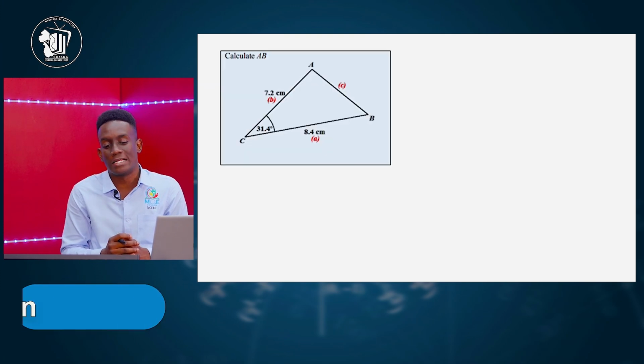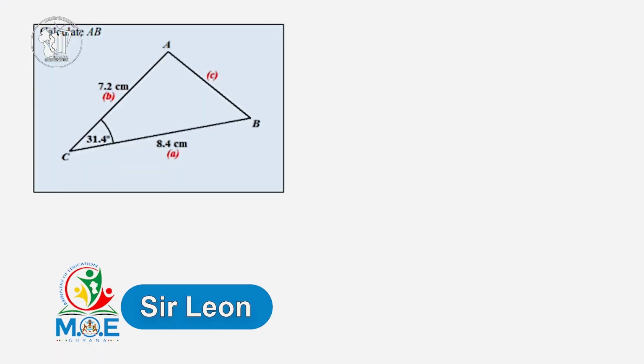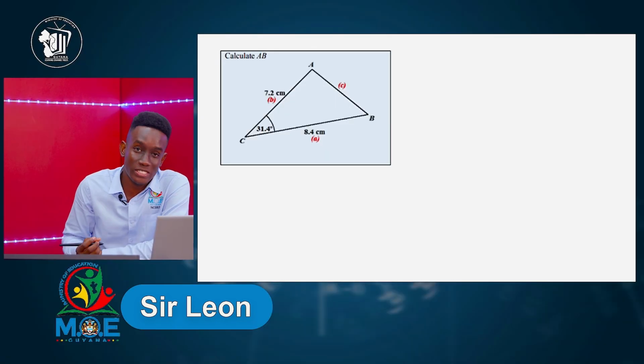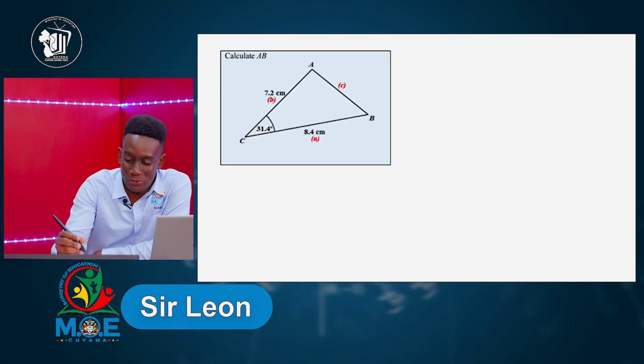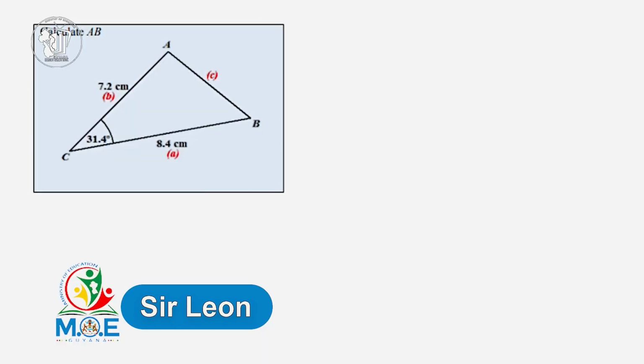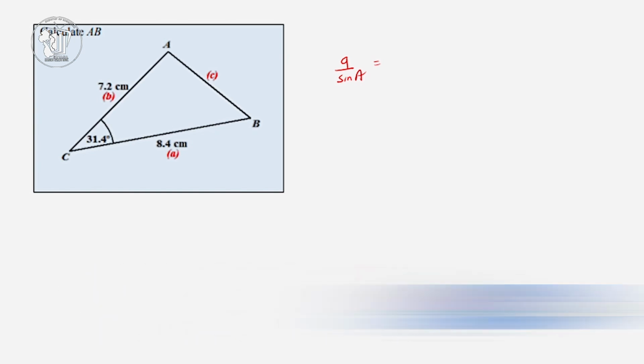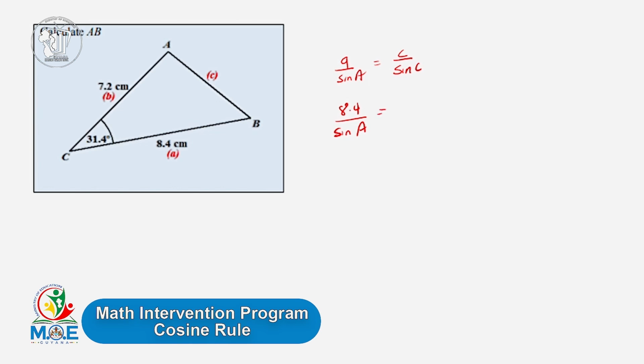In this example, we want to calculate AB. We already have the triangle labelled, which is good. So we see AB is this side here, c. Let's try to use the sine rule to see if we can apply it. So this will be a over sine A is equal to c over sine C, since we're given angle C. So a would be 8.4 over sine A. Now we don't know what is angle A. Is equal to c. We don't know what is c. Over sine C. We know what is C, which is 31.4.